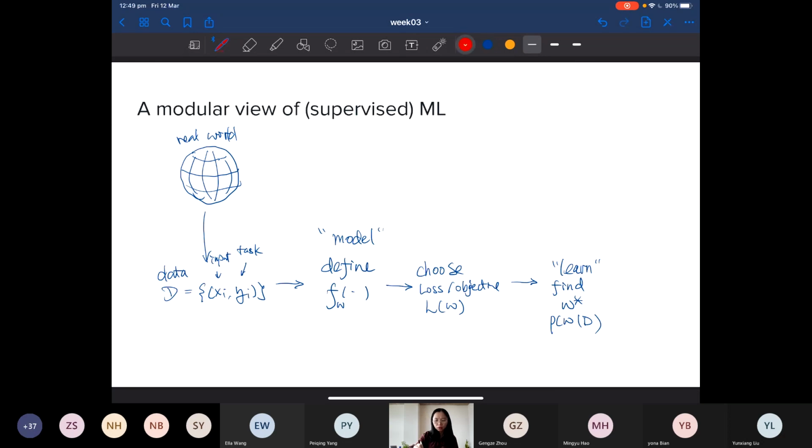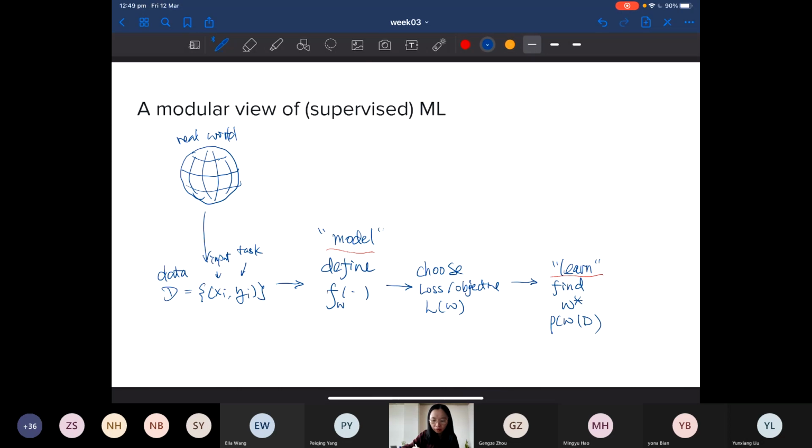I put two words in quotes because they are very loaded, I would say. In the narrow sense, model and learning is here, and we'll see a bit more about. And then what happens after we quote unquote learn a model?